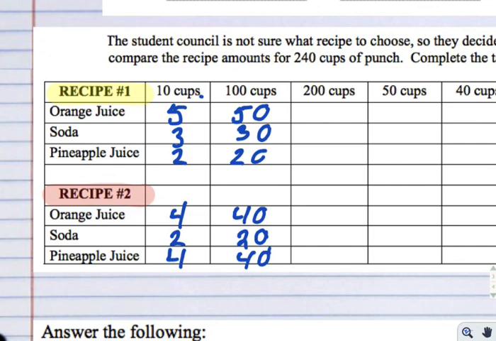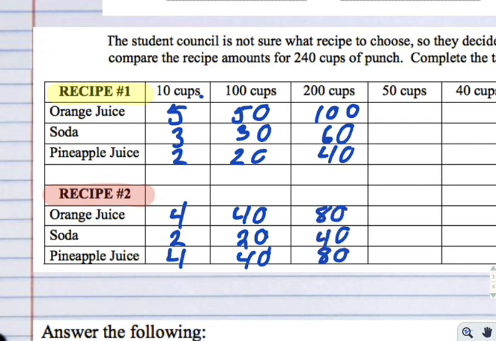Then it asks, for 200 cups, how much of each ingredient should I include? Well, to get from 100 to 200, I could either multiply my 100 cups by 2, and I'll get 200, or I can take 100 cups and add another 100 cups to get 200 cups. So I'm going to multiply because it seems faster to me. 50 times 2 is 100, 30 times 2 is 60, 20 times 2 is 40, and I can continue on with recipe number 2.